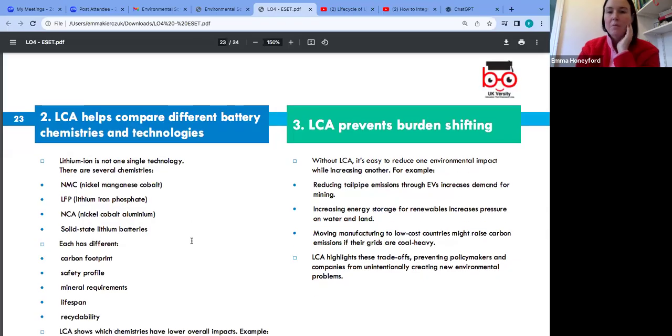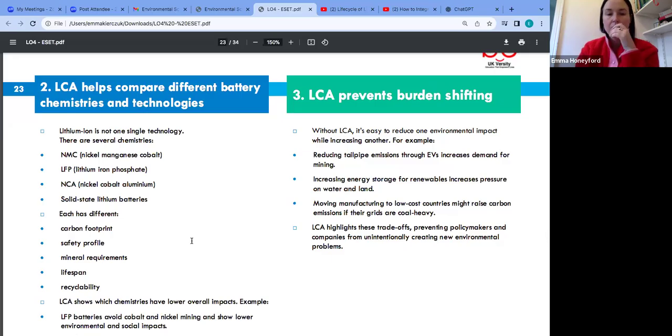Life cycle analysis helps compare different chemistries and technologies. So by having life cycle analysis as a methodology to compare different batteries, to look at the environmental impact and the science, that will help us to choose a battery for storage that has lower impacts on the environment and on people.